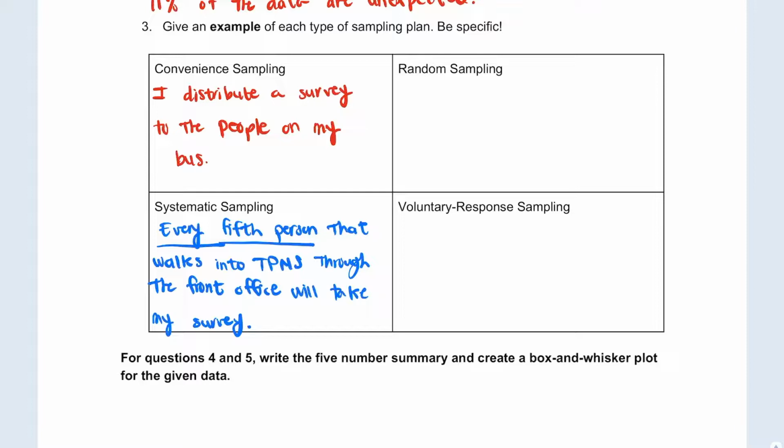All right, let's take a look at random sampling. Key component of random sampling, probably the most important aspect, is that everyone has an equal chance of being selected to take the survey. Okay, so let's say that I assign everyone at TPMS a number.